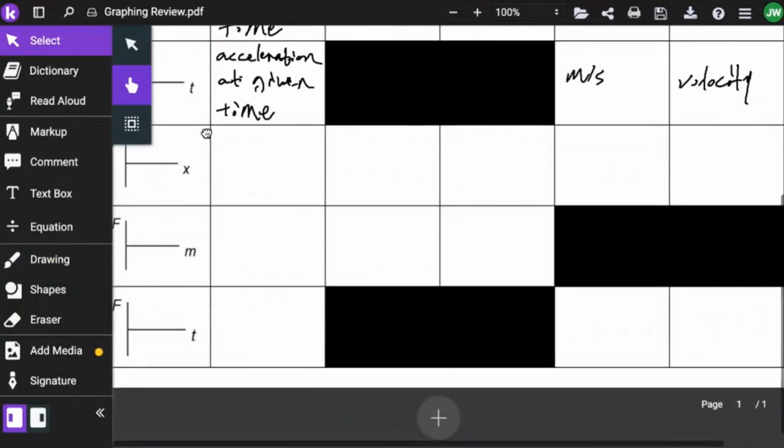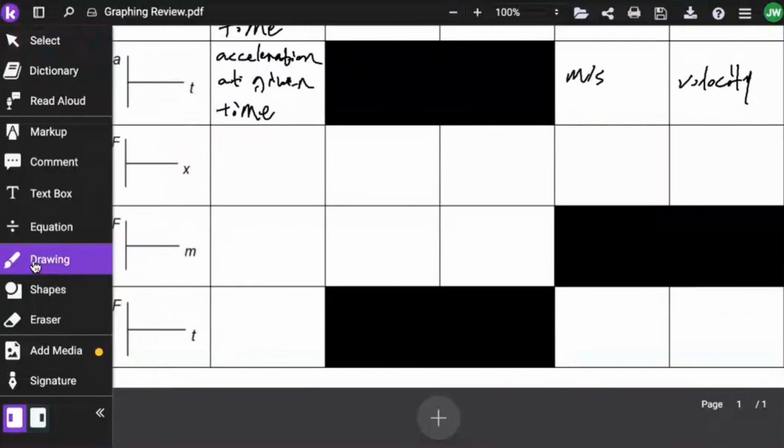The fourth graph is force versus position. So the meaning of the data points is force at a given position. The units of the slope, rise over run, change in the vertical axis divided by change in the horizontal axis, would be newtons over meters. Force is in newtons, position is in meters.